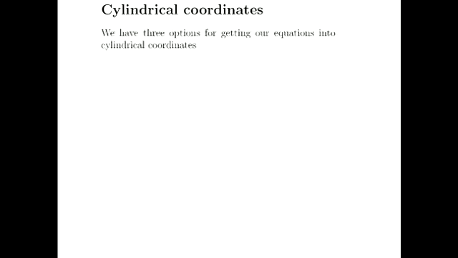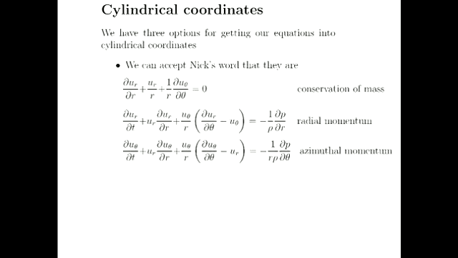There are three options available for us in terms of converting that set of equations to cylindrical coordinates, and in order of laziness, I'll list them. The first is you can just take my word for it that this is the set of equations: conservation of mass and conservation of momentum in that cylindrical polar coordinate system. We're going to use that set of equations, but for now the only thing you really need to know is that we've now got F equals ma applied in the radial and azimuthal directions. So it's conservation of radial and azimuthal momentum.